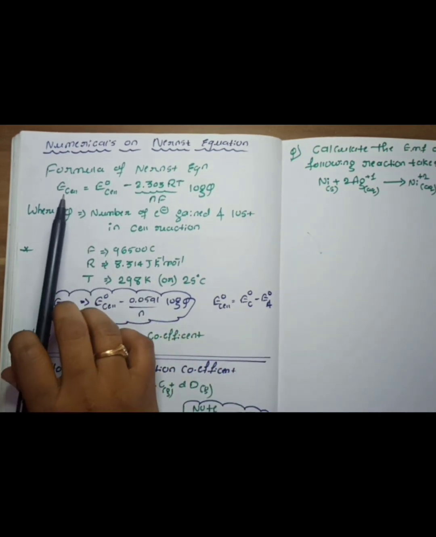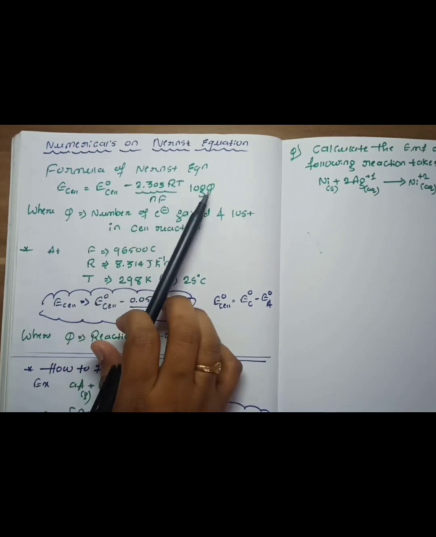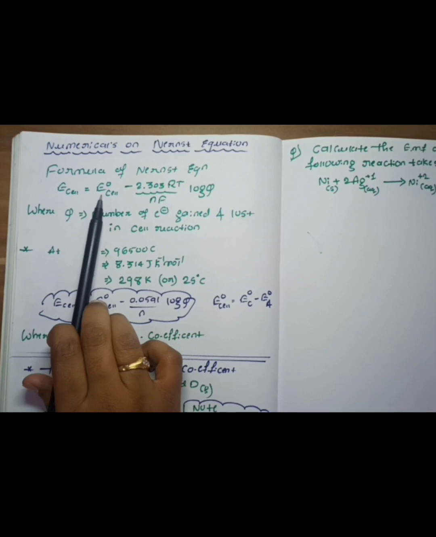Here the Nernst equation is E cell is equal to E naught cell minus 2.303 RT by nF log Q, where E cell means EMF of a cell and E naught cell means EMF of a cell at standard state. Standard state means the temperature should be 25 degrees Celsius or 298 Kelvin, and the pressure should be 1 atmosphere. At this condition, whatever EMF of the cell we get is the EMF at standard state.